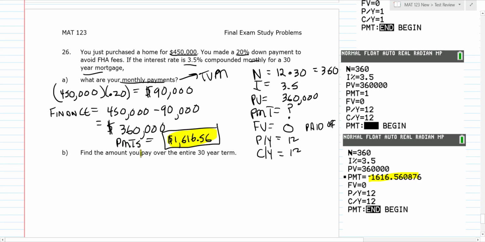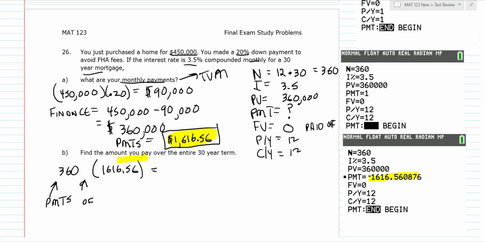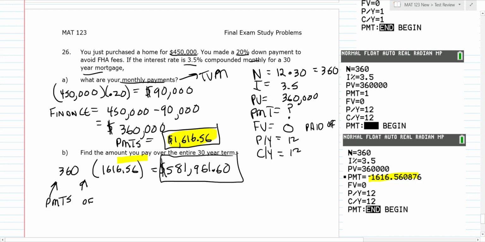Now what we're going to do is find out how much do you pay over the term of the loan. Okay, well, you make 360 payments of $1,616.56. So you just multiply that out. 360 times 1616.56. You're going to pay a lot of money on this sucker. You're going to pay $581,961.60. If you never refinanced, never changed the interest rate, and made payments religiously like that, that's how much money you would pay. All right, that's it.